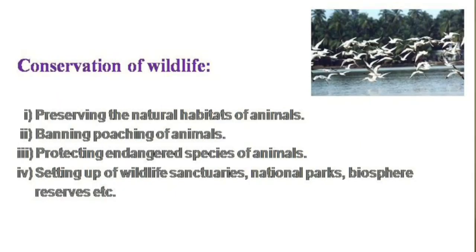Now, let us understand also about how to protect the endangered species of animals. Endangered species of animals are those which are almost going to get extinct due to excessive hunting, or maybe because they are not capable of adapting to the environment because of the sudden changes in nature.